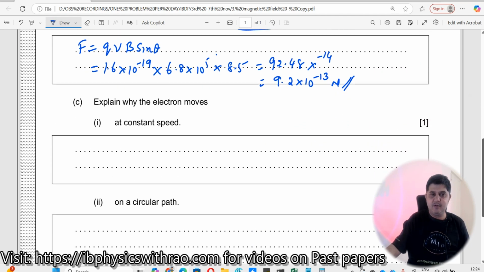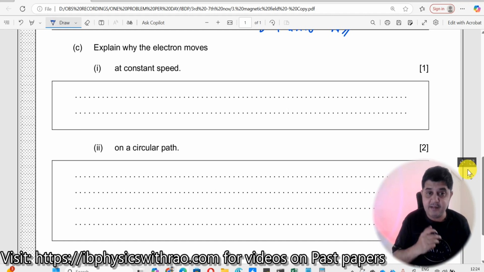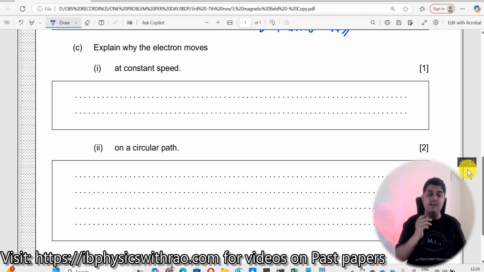Explain why the electron moves at a constant speed. The reason is, first of all, why should the electron move? Because there is a force acting on it. Now, what does the force do? Force should do some work here, right?